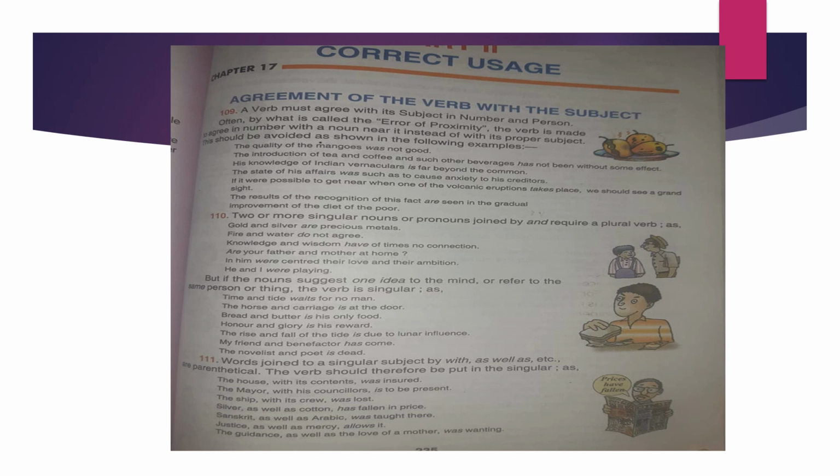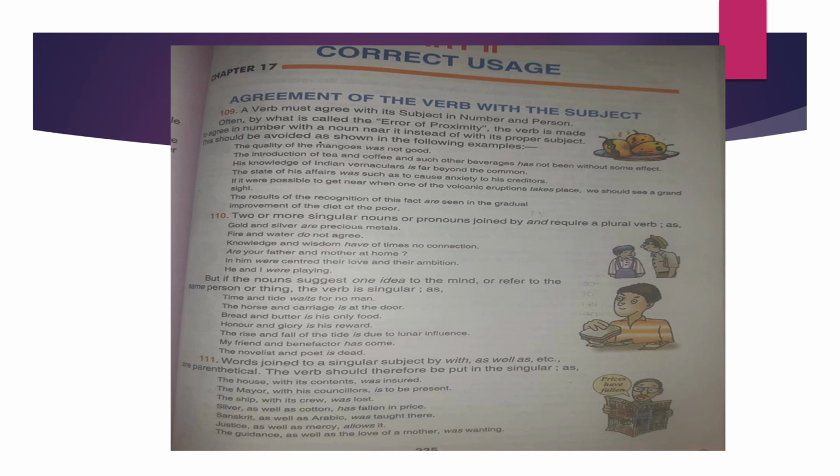But if the nouns suggest one idea to the mind or refer to the same person or thing, the verb is singular. Now the case is different. We are using and, but if the idea is the same, the verb would be singular, not plural. In the example, it is written: time and tide waits for no man. Time and tide, two things are used, but they refer to the same idea. That's why we have added s in waits, to make it a singular verb.